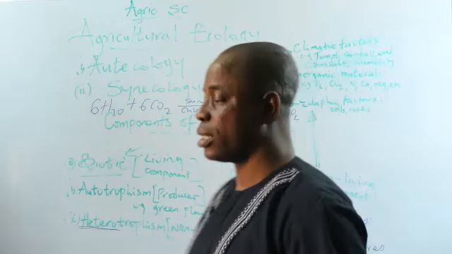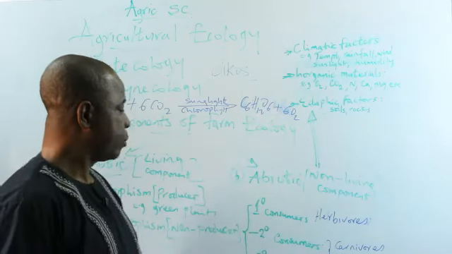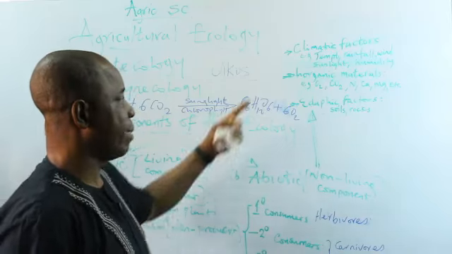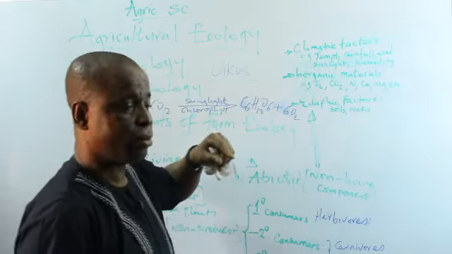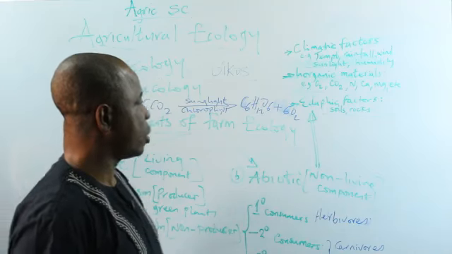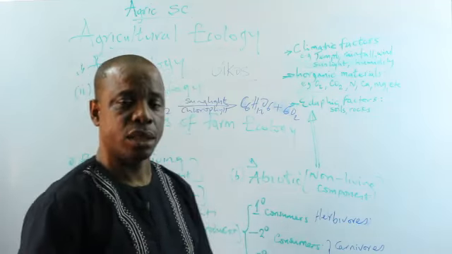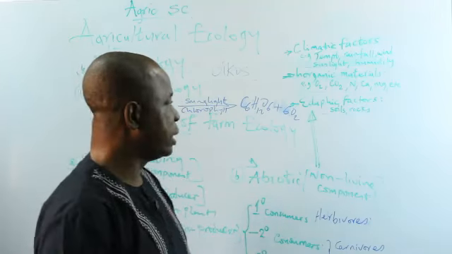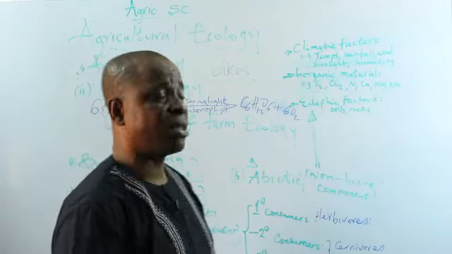Then you also have the abiotic component. That's the non-living component. Here you have the non-living components of the ecosystem, which include the climatic factors. Then you have the inorganic materials. Then you have the edaphic factors. Now, the climatic factors also affect the life of the animals and the plants in the ecosystem. Temperature, rainfall, wind, sunlight, relative humidity. All these are the climatic factors.